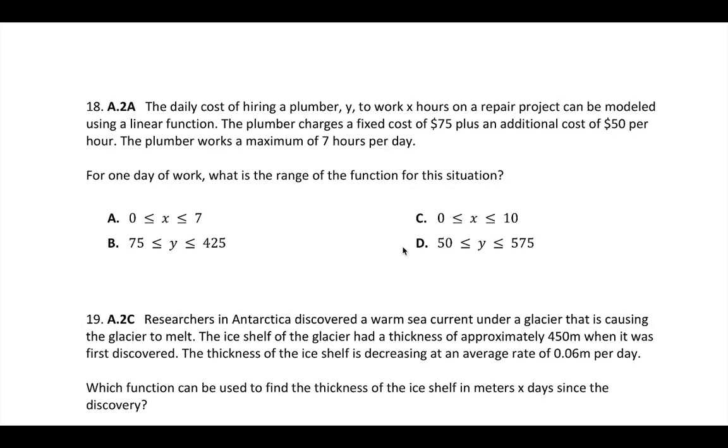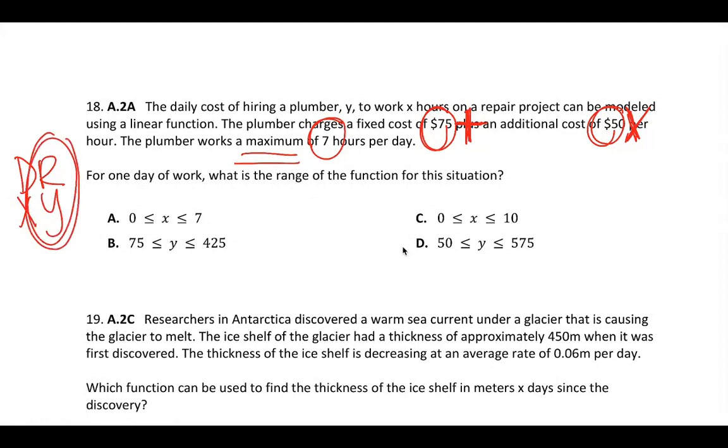The daily cost of hiring a plumber Y to work X hours on a repair project can be modeled using a linear function. The plumber charges a fixed cost of $75 plus an additional cost of $50 per hour. The plumber works a maximum of 7 hours per day for 1 day of work. What is the range? So again, Dr. XY, we're looking for Y. So any of these answers that have anything to do with X, go ahead and get rid of them because we want range, we want Y.